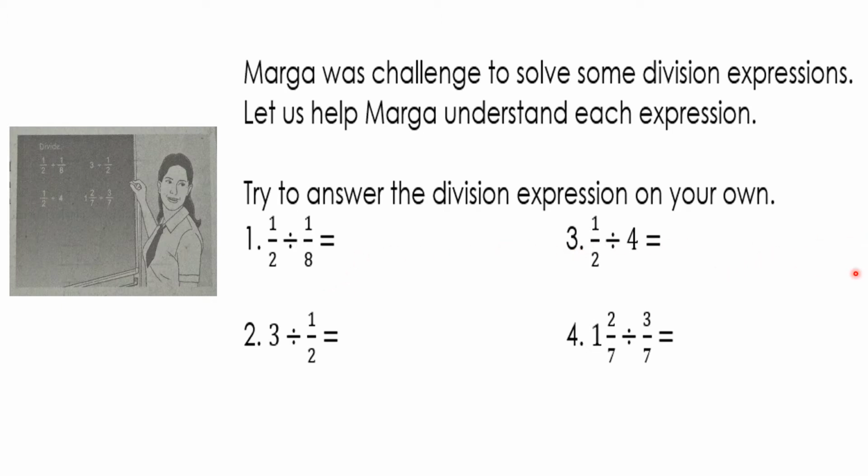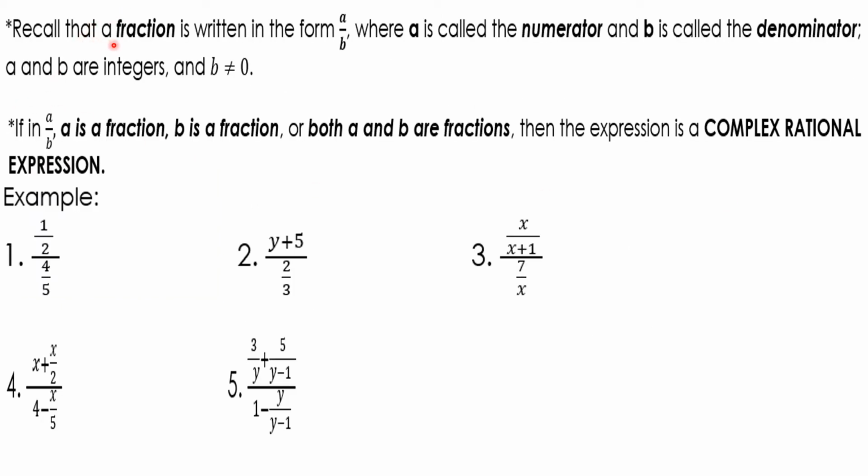Okay, so after our discussion, we will go back to this problem and try to solve it again after we learn how to simplify rational expressions. Okay, so recall that a fraction is written in the form a over b, where a is called the numerator and b is called the denominator, and a and b are integers and b is not equal to 0. So take note that your denominator in a fraction or in a rational form should not be equal to 0 because it will make our rational undefined.